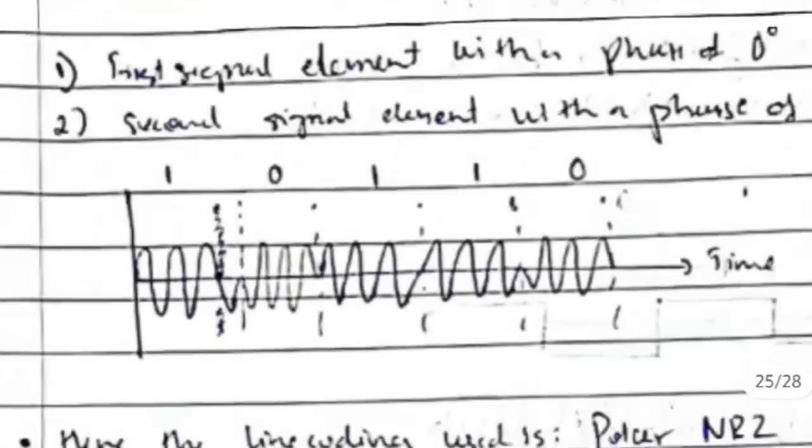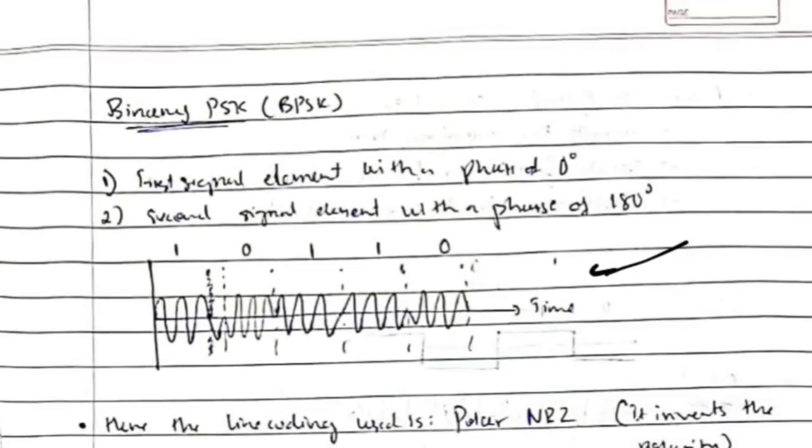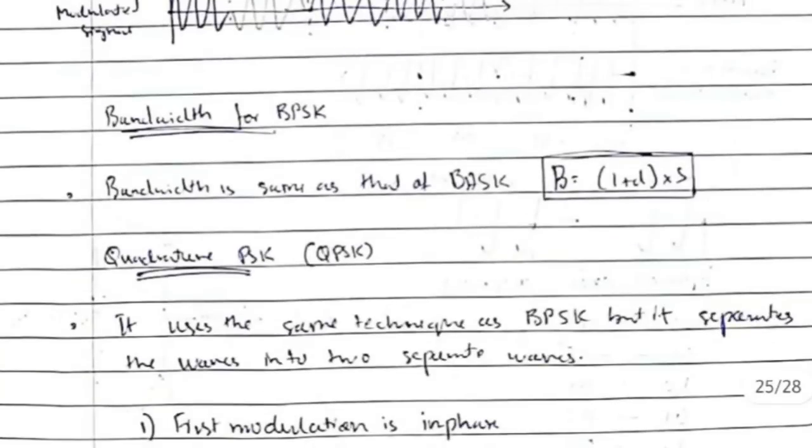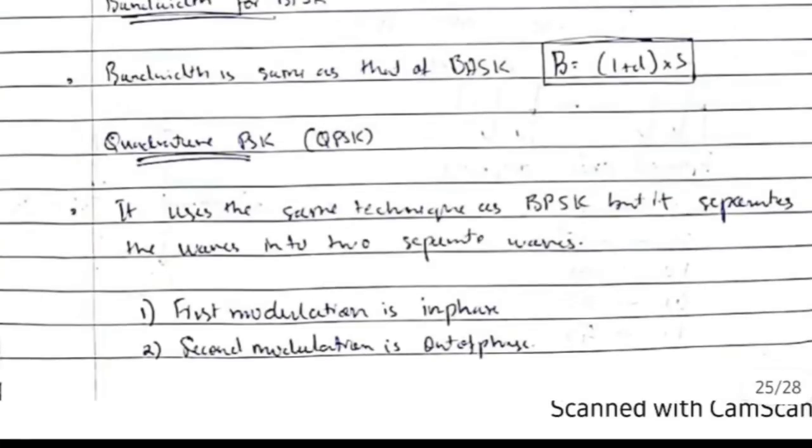So like that we are altering the phase to represent the analog wave. That's known as binary PSK. Bandwidth is the same as the previous one, which is (1 + d) × S.